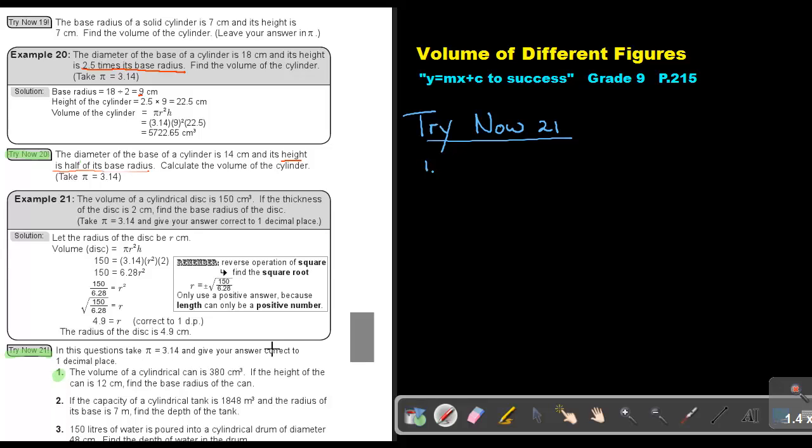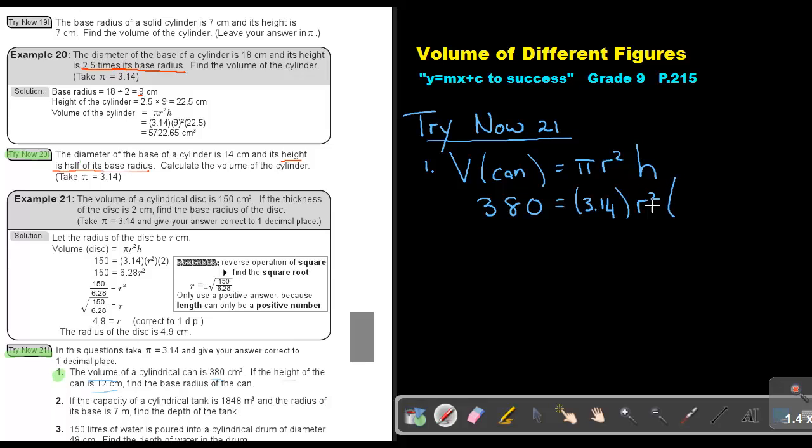In this question, give your answer to 1 decimal place. The volume of a cylindrical can is this. So remember, underline, it always helps you. And if the height of the can is this, so remember this is the height, find the base. So start with the formula as you know it. So the volume of this can, which is actually just a cylinder, is pi r squared times the height. Now, in the place of volume, put 380. And then in the place of pi, put 3.14. And I'm looking for r, so leave r squared. And in the place of the height, put 12.